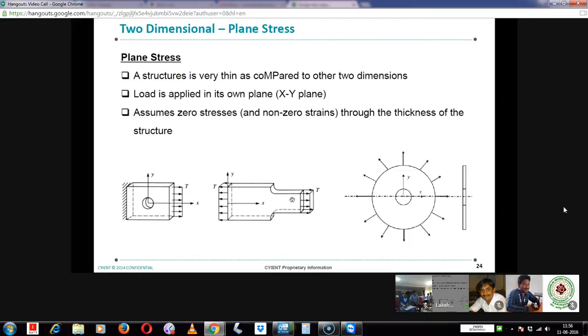Some examples: this is a thin plate, this is a simple beam or bar, and this is a plate with a hole. All these three are good examples for plane stress.